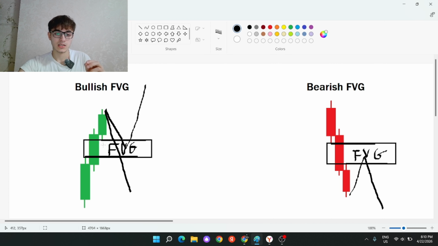So this becomes what we call an inverse fair value gap. Inverse, because we didn't react from this fair value gap. Price just went through this zone, broke through it, and the fair value gap becomes an inverse fair value gap. So right now I'm waiting for the price to come to this inverse fair value gap and, after reacting, move to the downside.